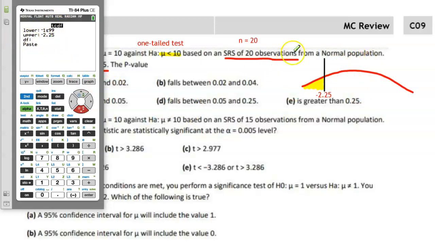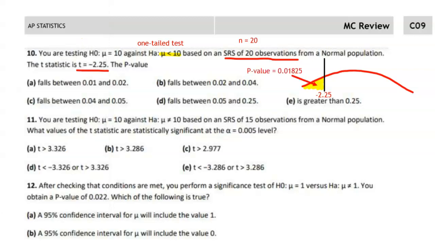Remember, degrees of freedom is equal to the sample size minus 1. So if the sample size is 20, my degrees of freedom is 19. T-distributions are based on this degrees of freedom. Every T-distribution is going to have a different degree of freedom. Pasting this in, we're going to get a value of 0.01825.